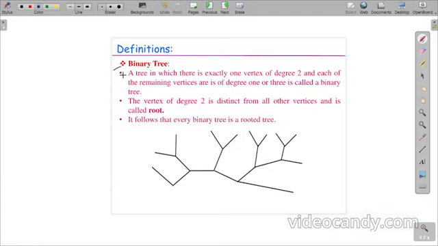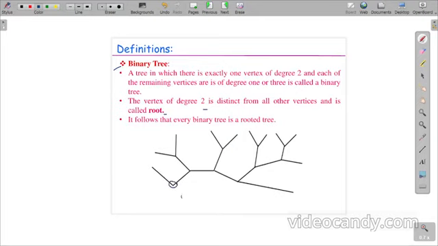Binary tree: a tree in which there is exactly one vertex of degree 2 and each of the remaining vertices are of degree 1 or 3 is called a binary tree. The vertex of degree 2 is distinct from all other vertices and is called the root. It follows that every binary tree is a rooted tree. This is an example of a binary tree.